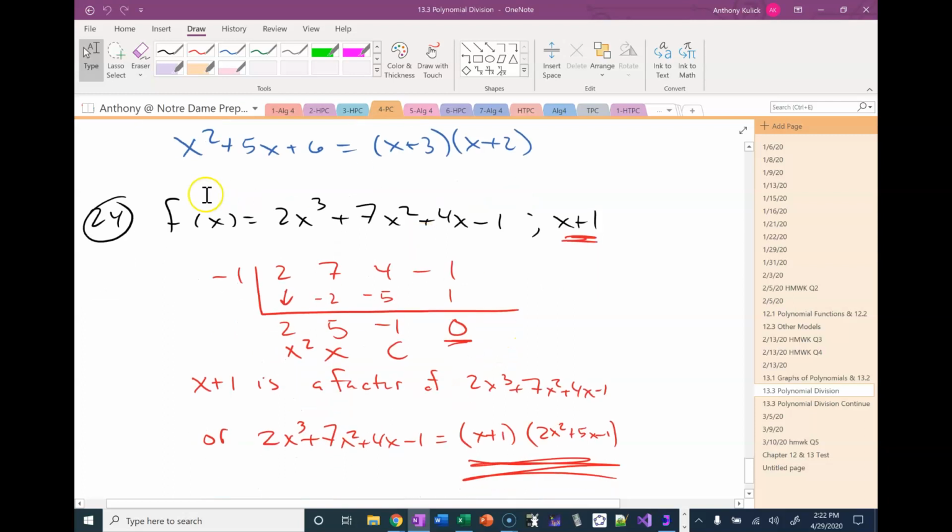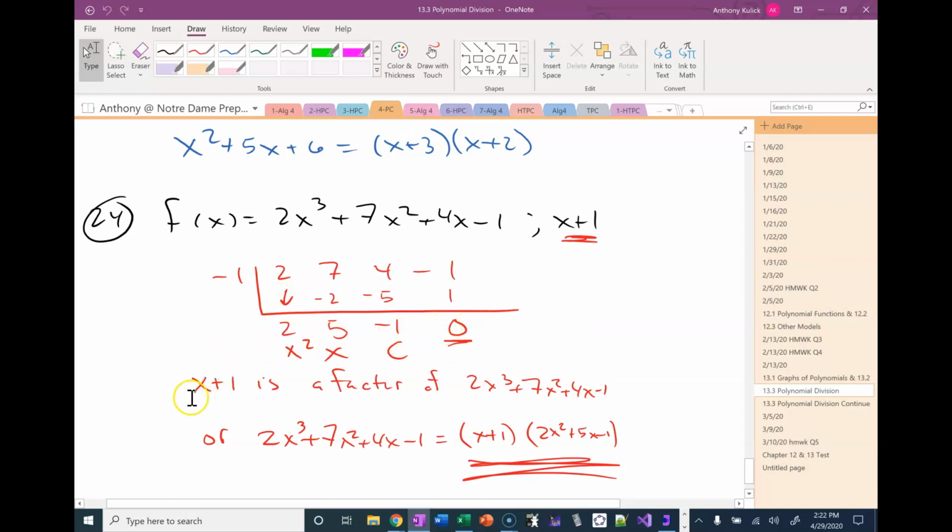So an example from the homework on number 24, we're asked to factor this polynomial given that x plus 1 is one of its factors. Given that I know that, I can do my synthetic division, and I should be getting a remainder 0. Again, I'm going to set this equal to 0 to get the negative 1, and then my 2, 7, 4, and negative 1 are my numbers across the top. When I do my synthetic division, I get 2, 5, negative 1, and then remainder 0.